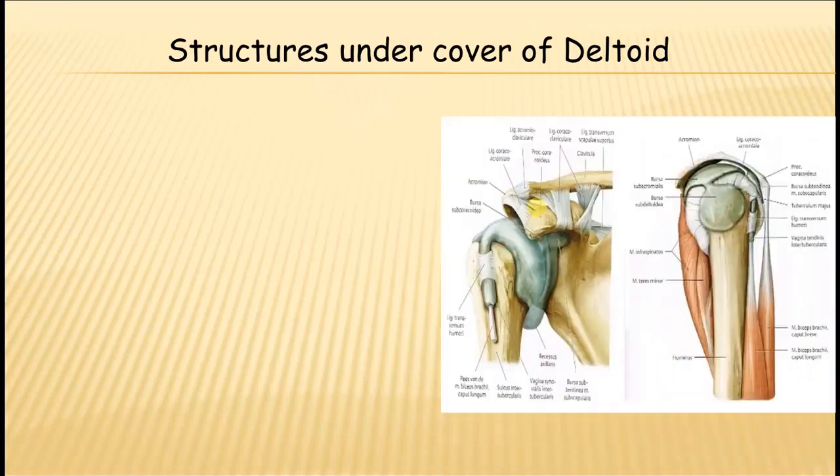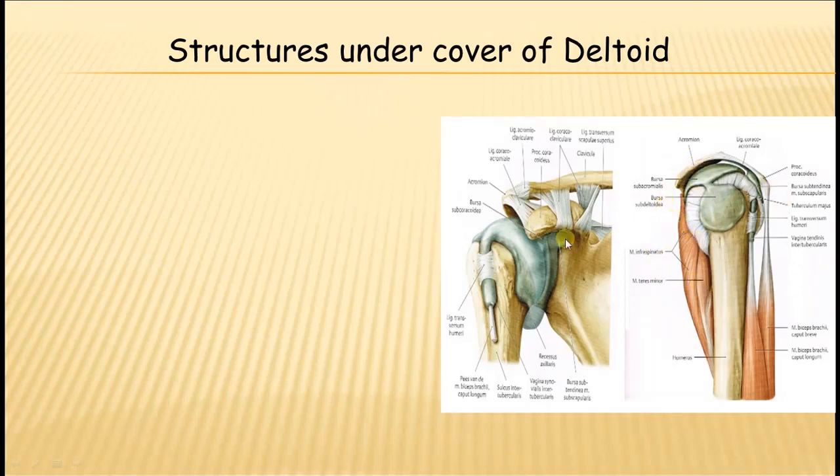So that is structures under cover of the deltoid muscle. Why I am describing the deltoid muscle in detail is because this is expected as a separate question of the muscles. This muscle gains importance because of its action, because of its function, because of its situation. Okay. Now, the bony structures which are covered under the deltoid.